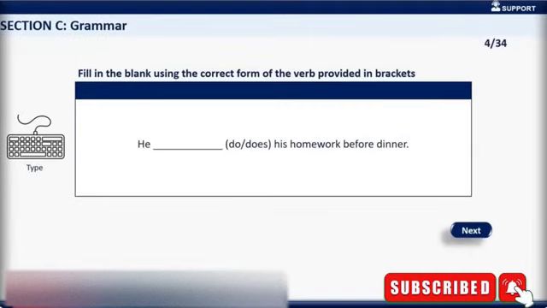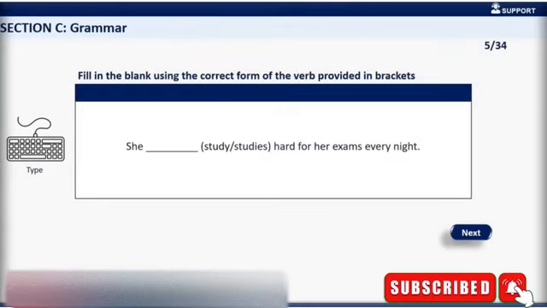Moving on to the next question. He dash do or does his homework before dinner. So the correct answer in this case is going to be does. He does his homework before dinner. Moving on to the next question. Fill in the blanks using the correct form of verb. Again, we have to fill in the blanks by selecting one of the options. She dash study or studies hard for her exams every night. The correct answer in this case is going to be studies.